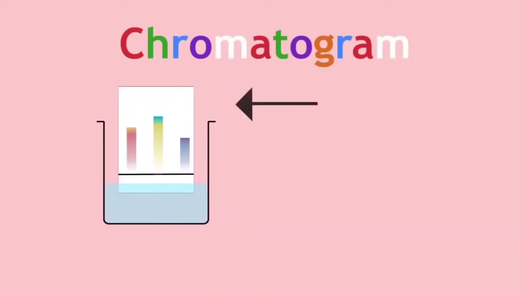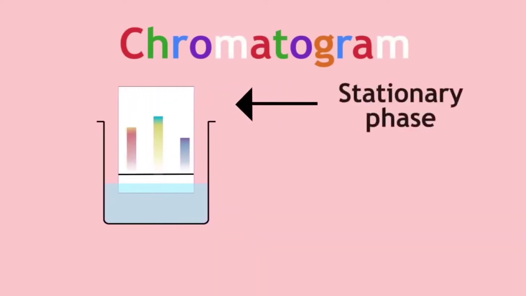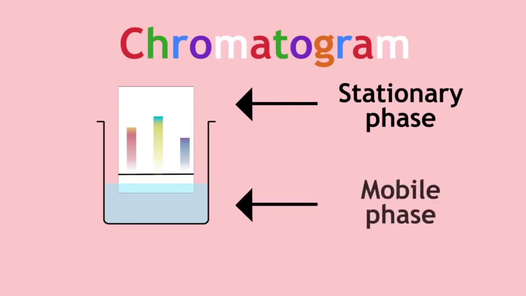Place this in a beaker with water, ensuring that the water level does not touch the spots. As the water is absorbed, it separates the multiple components of the food coloring. We have now created a chromatogram. The chromatography paper is called the stationary phase as it stays put. Water is called the mobile phase as it moves up the chromatography paper.